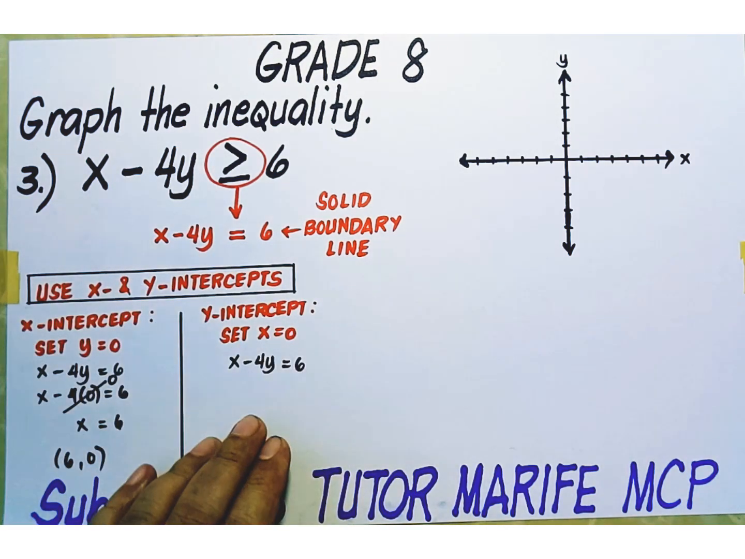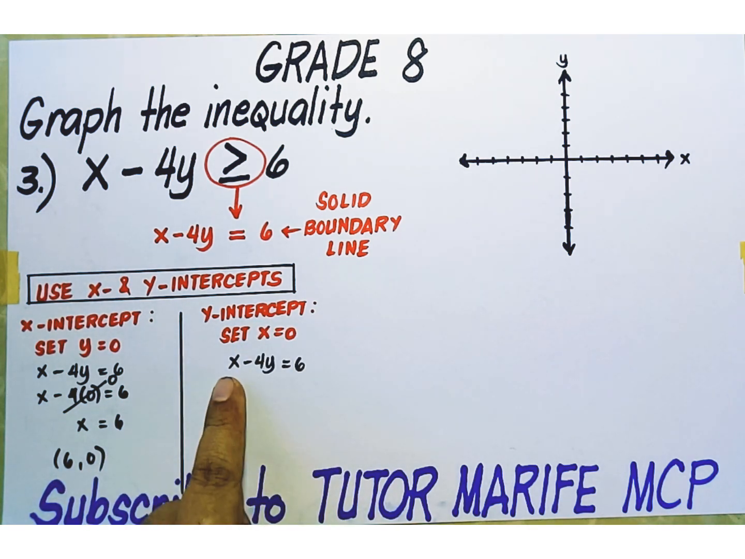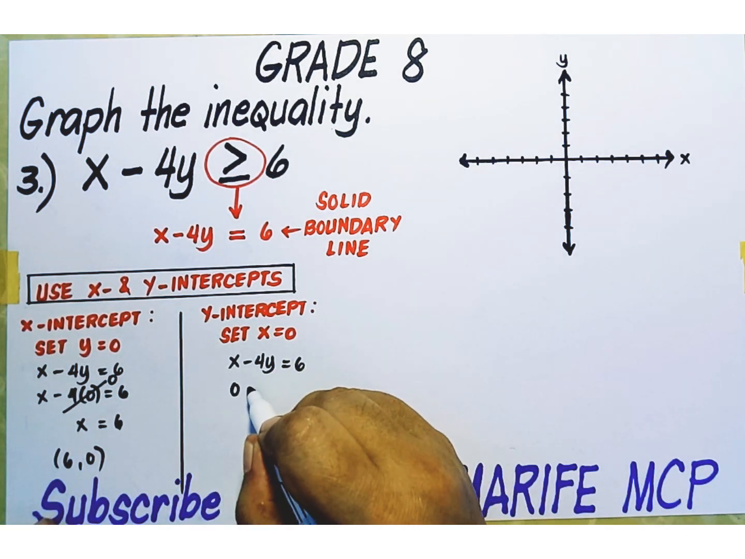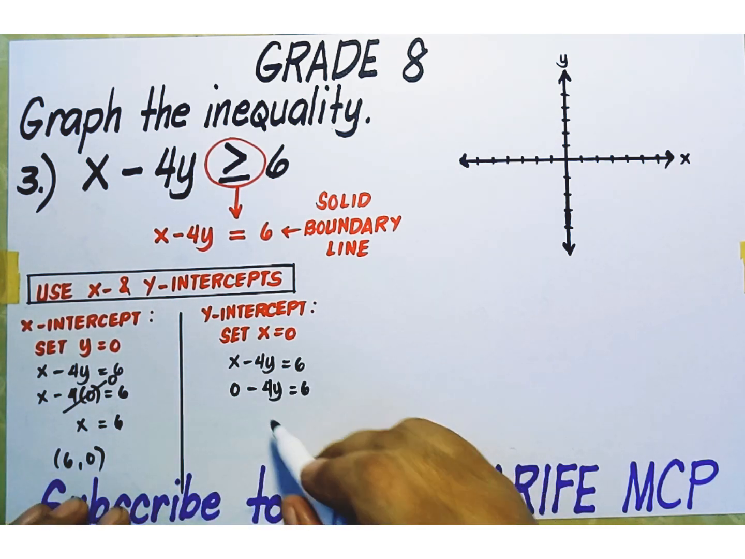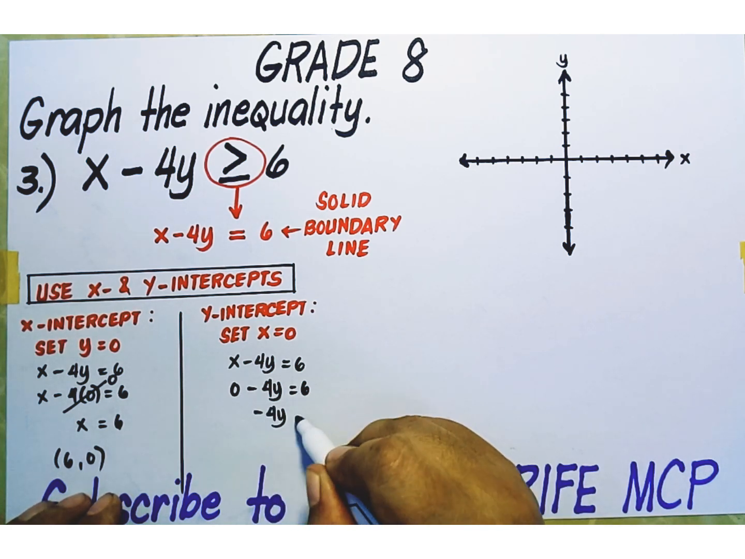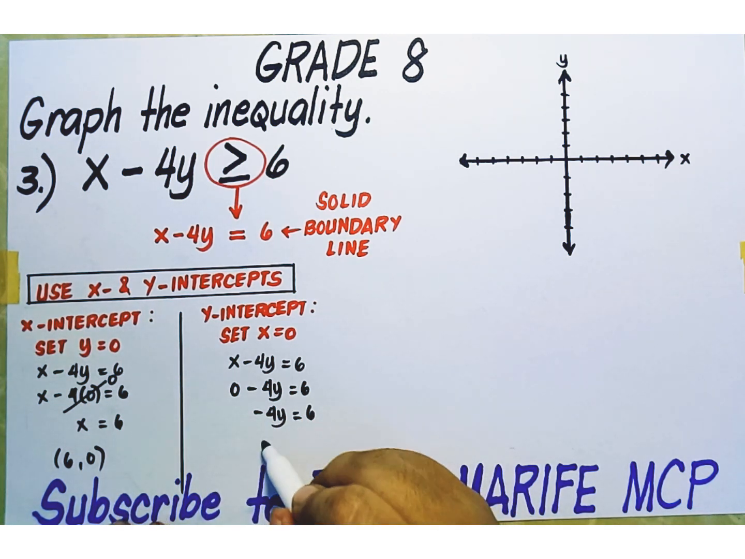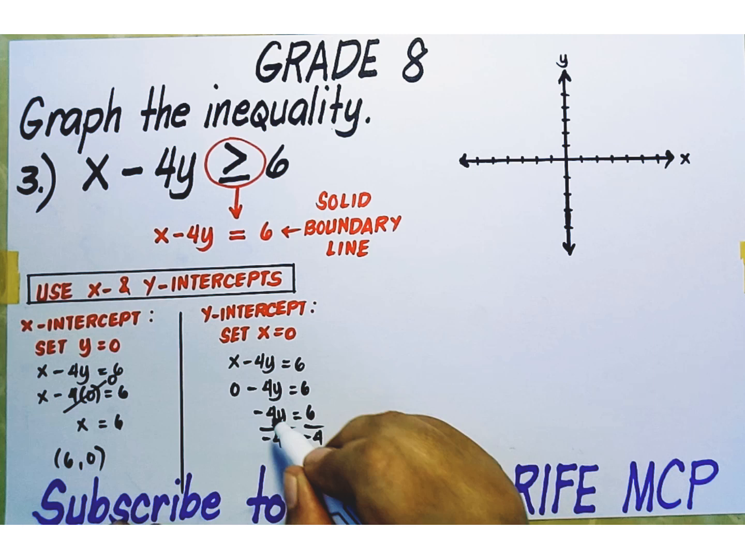Let's now solve for the y-intercept. To solve for the y-intercept, we set x to 0. So from x minus 4y equals 6, replace x with 0. 0 minus 4y equals 6. 0 minus 4y is equal to negative 4y. Negative 4y equals 6. To solve for y, let's isolate it on the left side of the equation. Use the division property of equality. Divide both sides by negative 4. Left side divided by negative 4, right side divided by negative 4.